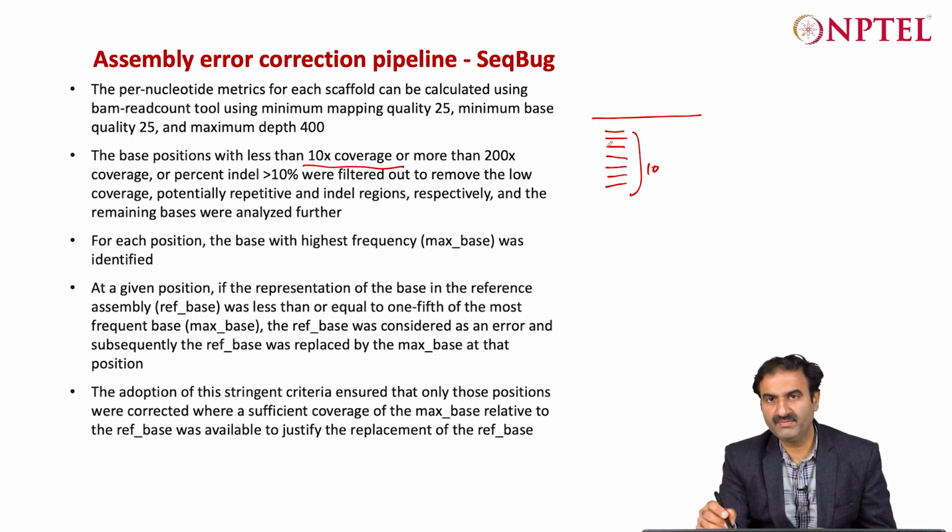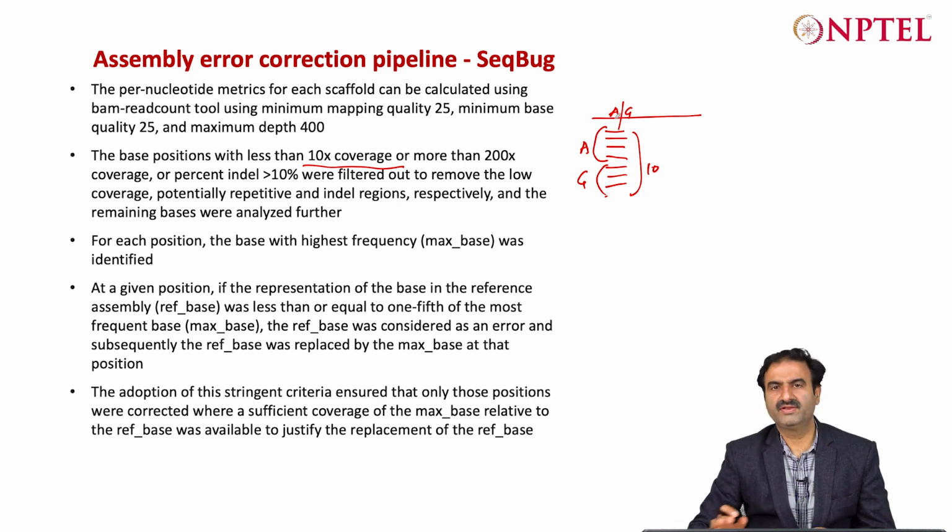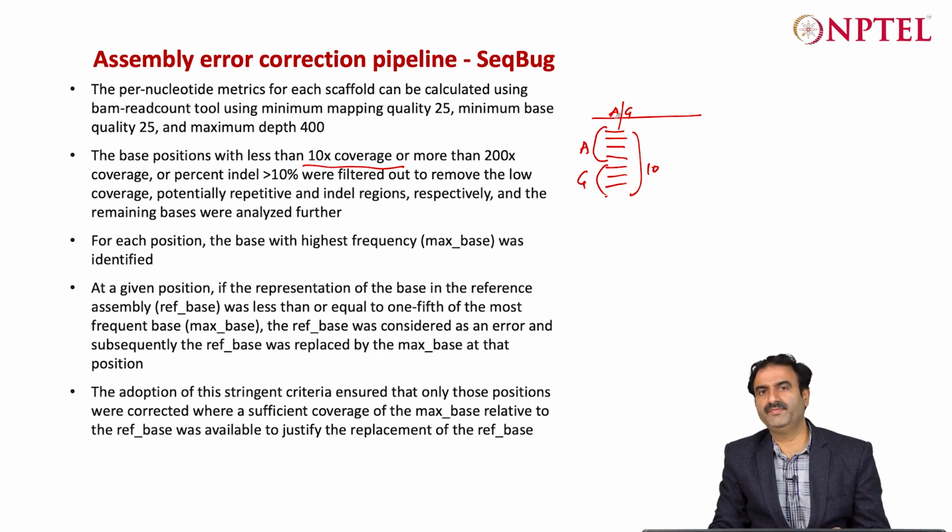So you have to give some threshold. If it is A 50% of the time and G 50% of the time, then you don't know whether it is A or G here, but if 8 out of 10 times it is coming A, then basically there is more reason to put A at that place. So these algorithms are based on such kind of logic.